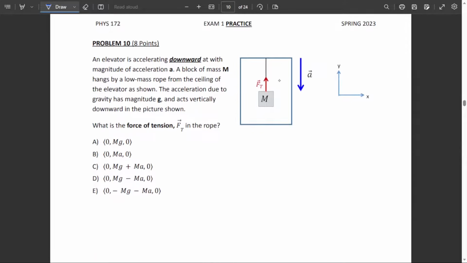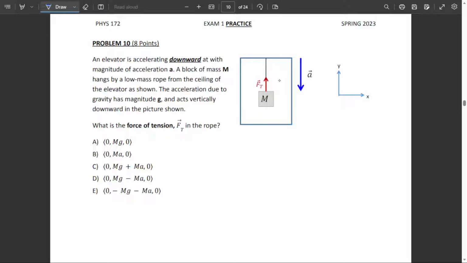Alright, next question. An elevator is accelerating downward with magnitude of acceleration a. A block of mass m hangs by a low mass rope from the ceiling of the elevator as shown. The acceleration due to gravity has magnitude g and acts vertically downward in the picture shown. What is the force of tension in the rope?